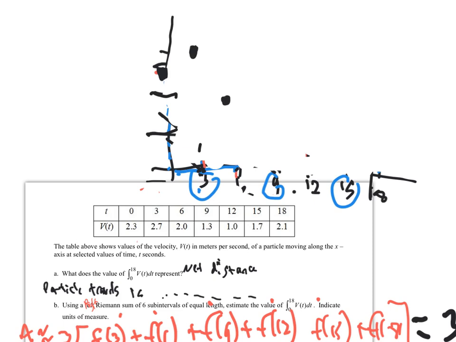9 was 1.3. 12 was a 1. 15 is a 1.7. 18 is a 2.1.